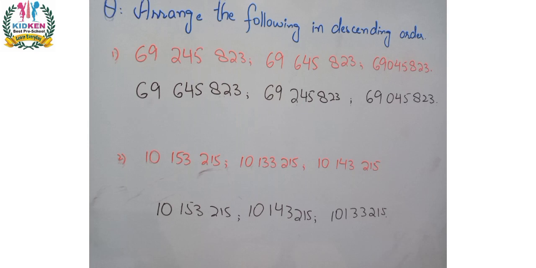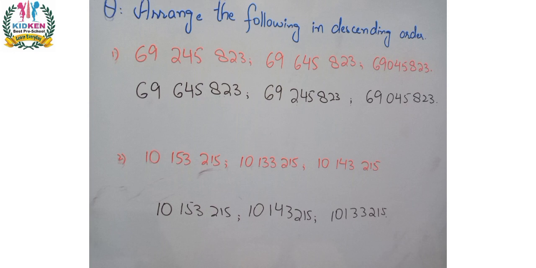Next question is: arrange the following in descending order. In descending order, we write the greater number first, then the smaller, and then the smallest. In this question we have the values 69254,823, 69654,823 and 69045,823.